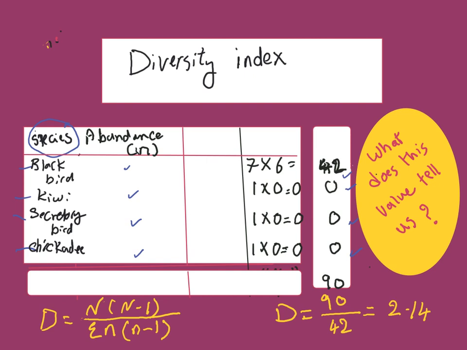The total abundance is 10. Capital N minus 1 is 9. N into N minus 1, 10 into 9 equals 90. Okay, and then work out the formula. 90 over 42, because here it will be like 42 plus 0, 0 plus 0. So it's 42, equals 2.14. Now we need to analyze what this value tells you about the degree of biodiversity or the level of diversity.